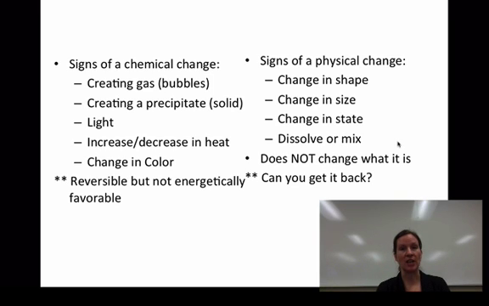Opposed to a physical change, which if you dissolve salt in water, boil the water away, you get the salt back. So a physical change, it's easier to reverse it. Chemical change is much more difficult. So there's your introduction on chemical and physical.